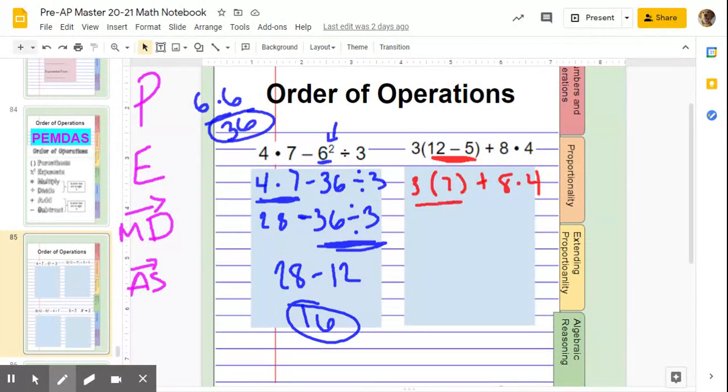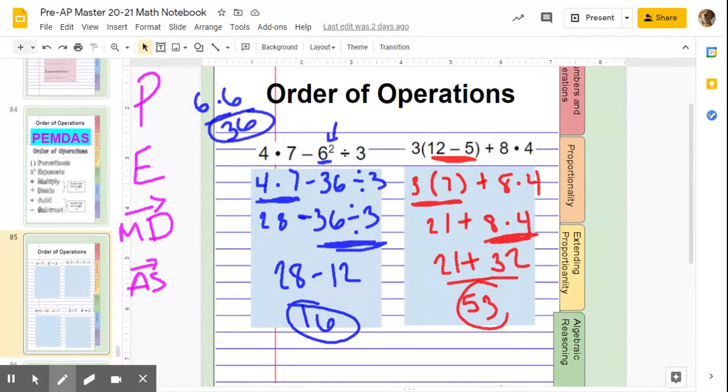So the first thing I see here is multiplication. So 3 times 7 is 21. So we have 21, and we're going to keep the rest the same. So plus 8 times 4. We still have some multiplication right here with 8 times 4. 8 times 4 is 32. So then our last step is 21 plus 32. And 21 plus 32 is 53. So that is our final answer there.